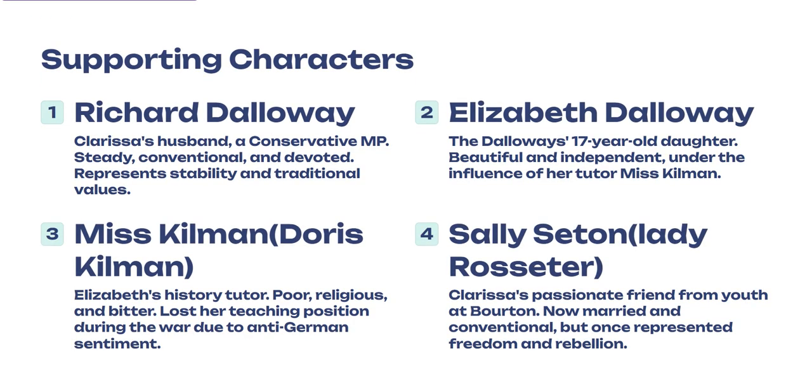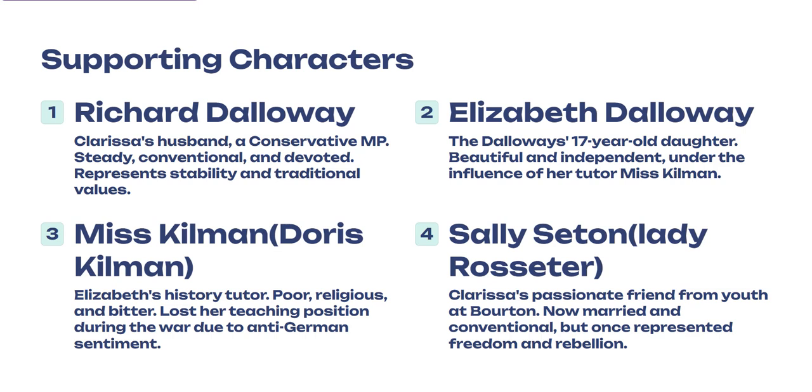Moving on, here are some of the supporting characters. First one is Richard Dalloway. He is Clarissa's husband. He is calm, practical, and a member of parliament. He represents stability and public life. And then Elizabeth Dalloway is the daughter of Clarissa and Richard. She is 17 years old. She is independent and influenced by her tutor, Miss Killman.